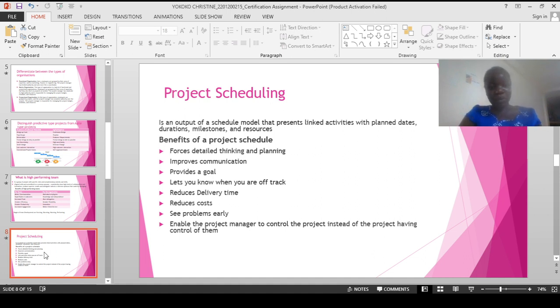For example, it will be possible to know you're running out of time or running out of resources, because it can be possible to solve for you what is supposed to happen at this time or that time. And then it reduces delivery time, and then, yeah, reduces cost. See problems early. Yes, when you have a project schedule, it can be possible to know whether the resources available are important to help us come up with the project. Project scheduling helps you to see those problems ahead of time, or early.